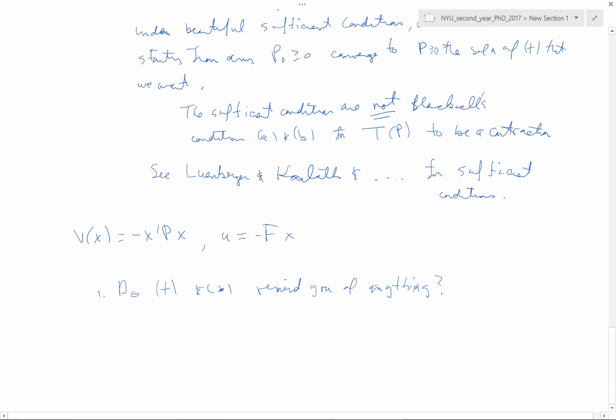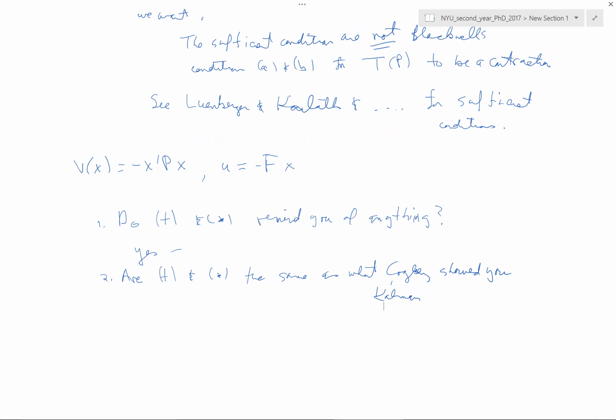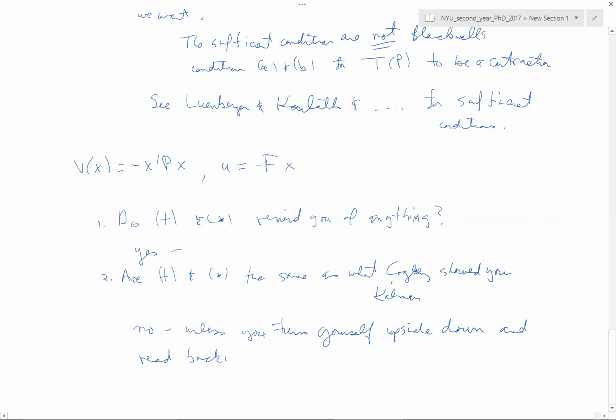And if you were in Cogley's class, you would say, yes, they remind you of something. And then the second question is, are dagger and star the same as what Cogley showed you? And from memory, you might say, namely, the Kalman filter. You might say, yes, but you'd be wrong. The answer is no, unless you turn yourself upside down and read backwards. Maybe I'll explain that strange remark.